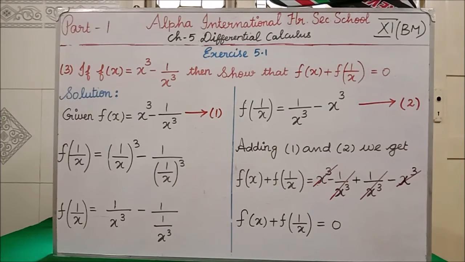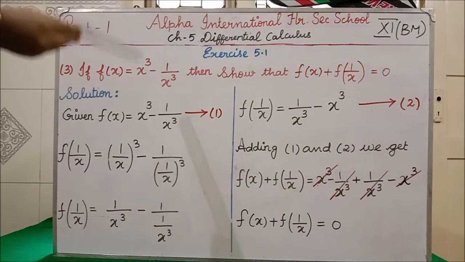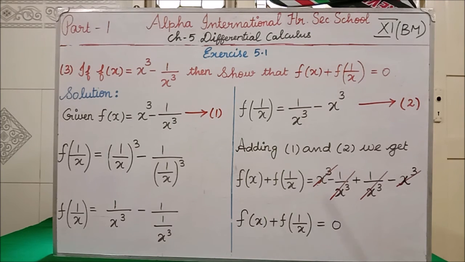Next in exercise 5.1 we are going to see the third question. They have given the question, if f of x equal to x cube minus 1 divided by x cube, then show that f of x plus f of 1 by x equal to 0. Clear? We have to show that f of x plus f of 1 by x equal to 0.